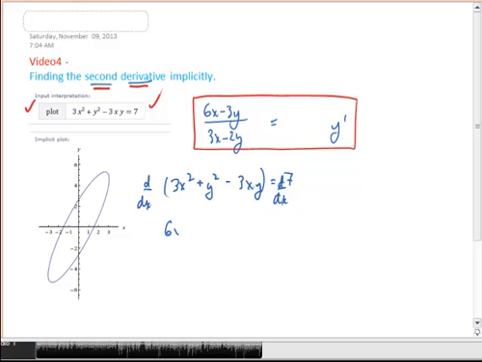6x plus 2y y prime, minus the derivative of xy, which will be 1y plus x y prime, and all of that equals 0, and I'm going to distribute.